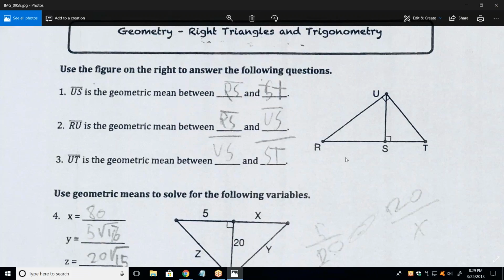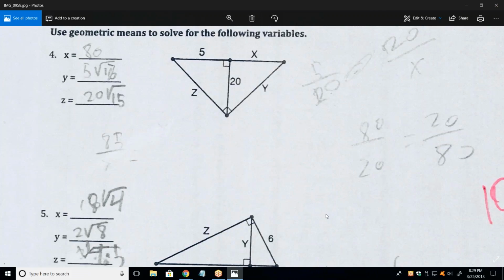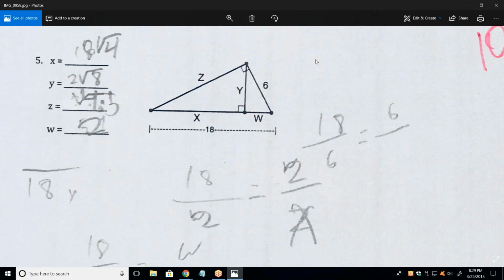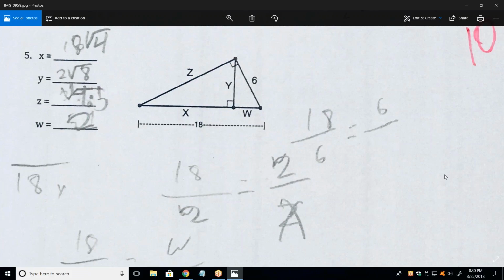Okay. So, let's see. We want to work with number 5? Yeah. It's very difficult for me to follow your work here.